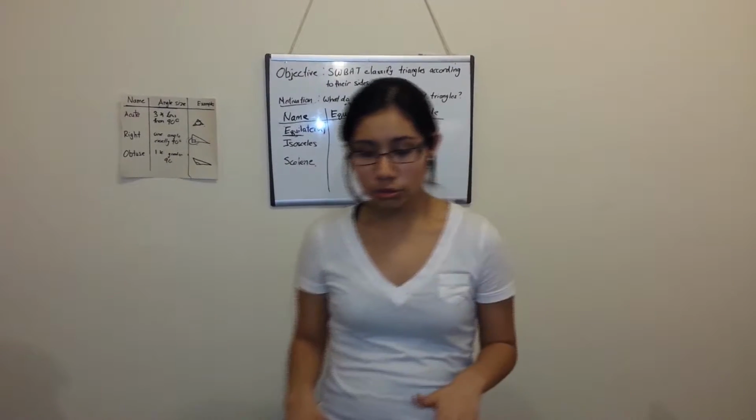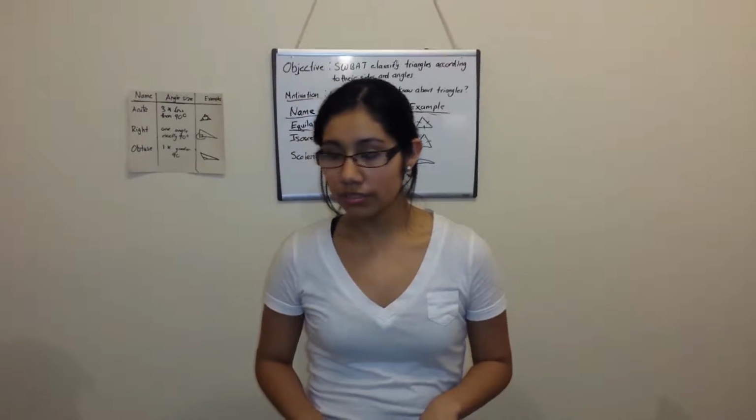Okay, so Alejandro, can you just show me all the equilateral triangles you found? Triangle B, triangle D, and triangle I. Very good. And John, which ones did you find were isosceles? I found triangle C, triangle G, and triangle F. Good. And Nelson, which ones were scalene? I found triangle H, triangle E, and triangle A.